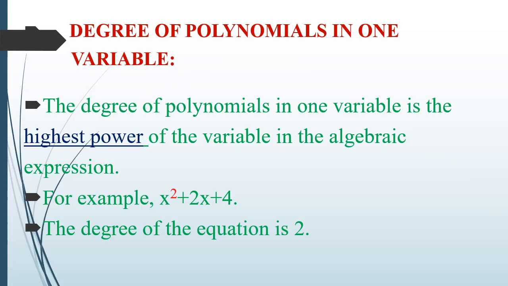Degree of polynomials in one variable. What is degree? The highest power of the variable in the algebraic expression. Example, x square plus 2x plus 4. Here the highest power is 2. So the degree of the equation is 2.